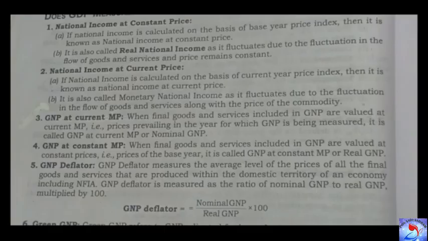Other important concepts are national income at constant price and current price, gross national product at constant market price and current market price, and the GNP deflator. National income at constant price is known as real national income, and at current price is known as monetary national income. The GNP deflator is calculated using the formula: GNP deflator is equal to nominal GNP divided by real GNP into 100.